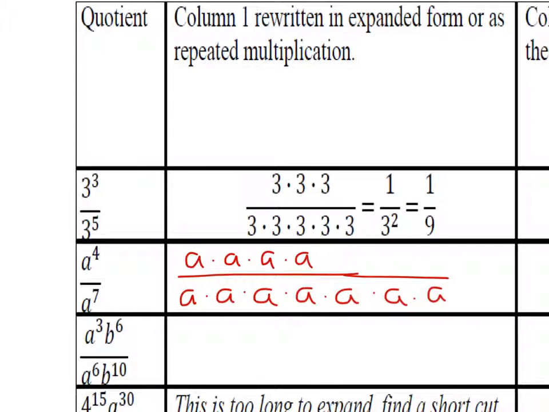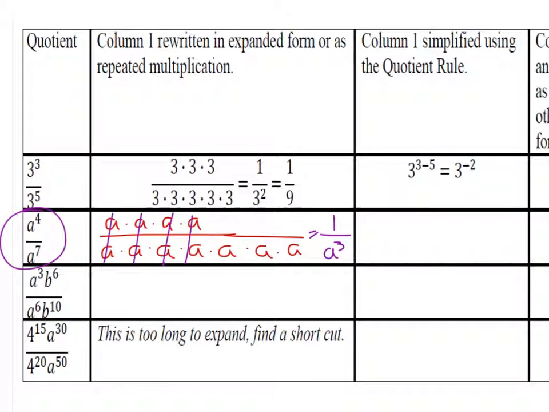Alright, so we can see here that I've expanded this expression, and we can get rid of these 4 a's, which would give us 1 over a cubed. Now we've already gone over the quotient rule, so what we can do then is, since we have the same base a, we can take the power of 4 minus that 7 there, and that would give us a to the power of negative 3.